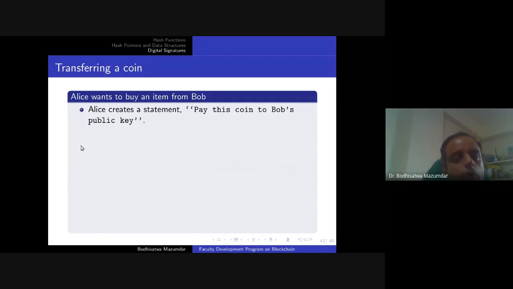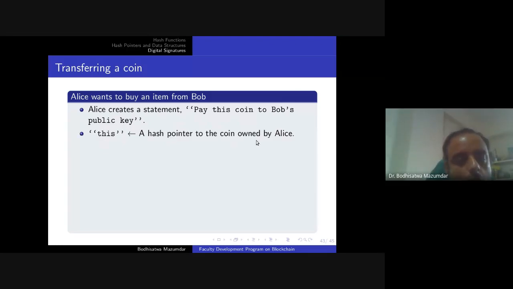Now suppose Alice wants to buy an item from a market from a person named Bob. When Alice buys an item from Bob, she pays that cryptocurrency to Bob. So what does she do? Alice creates a statement: pay this coin to Bob's public key. Over here also, this is a hash pointer to the coin, and she instructs that this coin should be paid to Bob's public key, because Bob's public key is basically the identity of Bob.